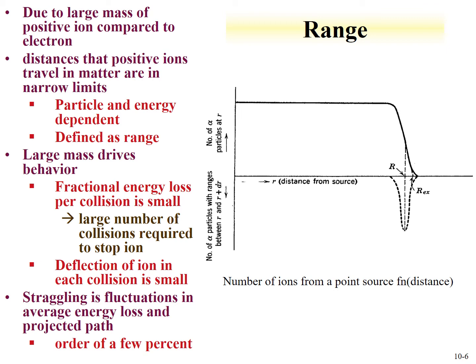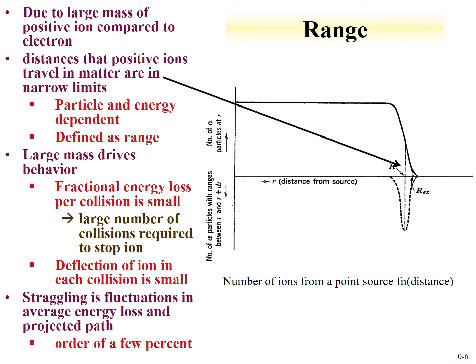As we discussed, there's an influence on the particle, its velocity, and the velocity of the K shell electrons. So there's actually an influence on the particle moving through different types of matter. And one of the things that we will see is that the distance that a positive ion travels in matter is actually within a pretty narrow limit.